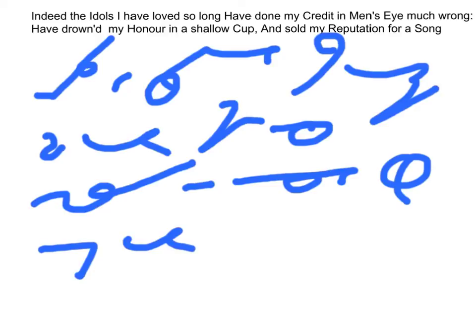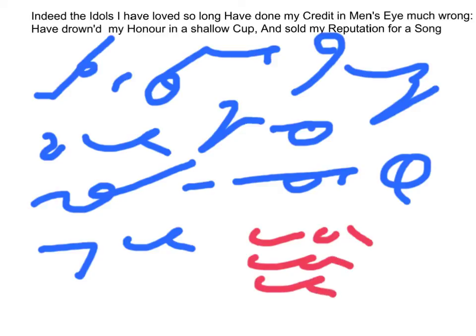NDED, the IDLS. I have is like AV. LUVD, SO. L, and this is ONG. Notice I did not make the U by itself. Let me write it in red real quick down here. L, O, and this is NG. Instead of writing it like this, you just go ahead and write it like that. Long.